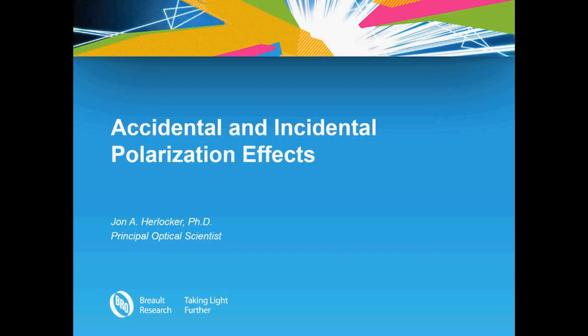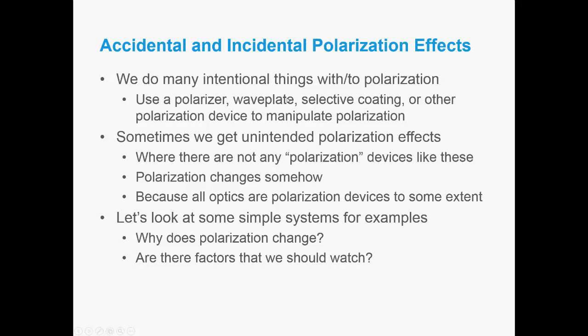So what I'm talking about when I describe accidental and incidental effects are not the things that we do intentionally with polarization or to polarization, using devices that you may be familiar with, like polarizers, wave plates, polarization selective coating, or something else. Things made out of crystals, things made out of anisotropic materials, wire grids, and so on. Sometimes we get polarization effects that we don't really intend, where none of these so-called polarization devices, these devices with designed polarization properties, are present. The polarization changes anyway, somehow.